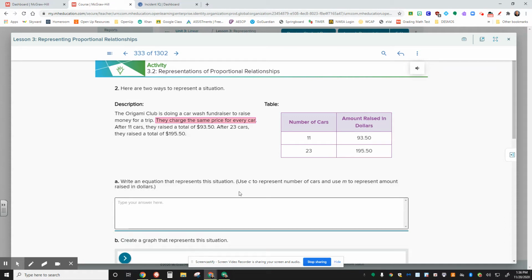But notice what they tell us here. We need to use C to represent the number of cars. We'll label that one. And then we need to use M to represent the amount of money. So let's remember that as we do this.